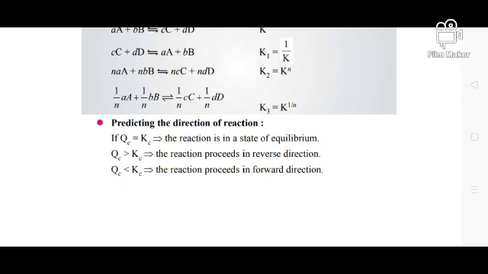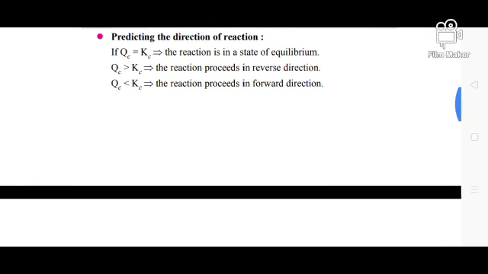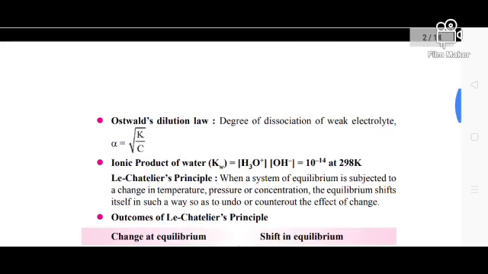How can we predict the direction of a reaction? When Qc is equal to Kc, the reaction is at the equilibrium stage. When Qc is greater than Kc, the reaction proceeds in the reverse direction. When Qc is less than Kc, the reaction proceeds in the forward direction. So this is the idea.